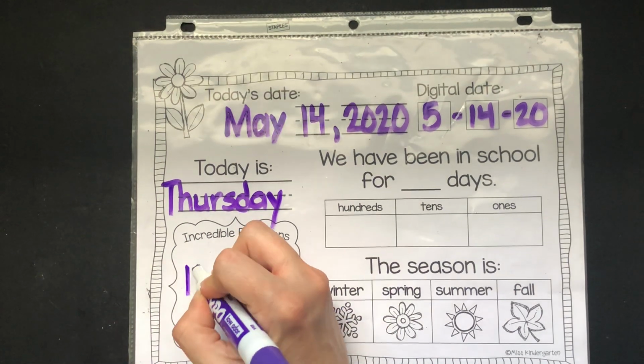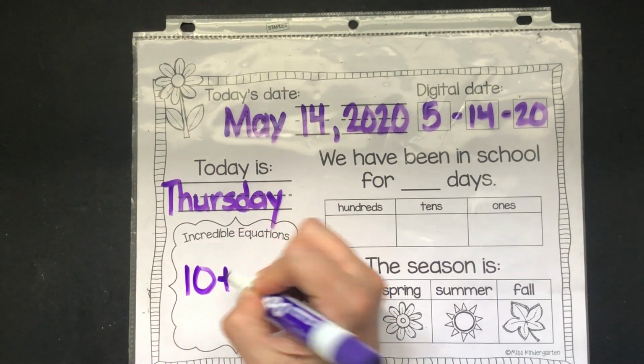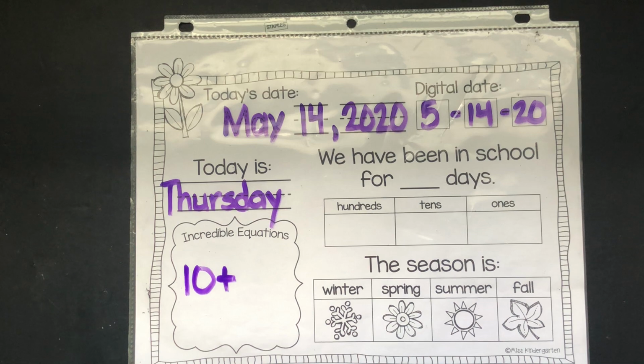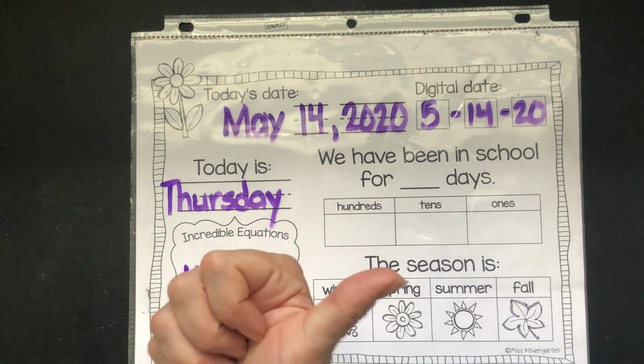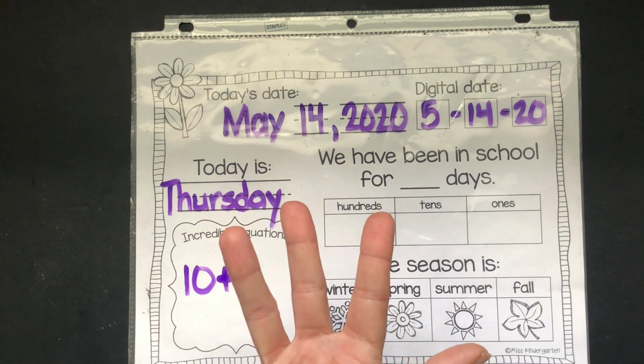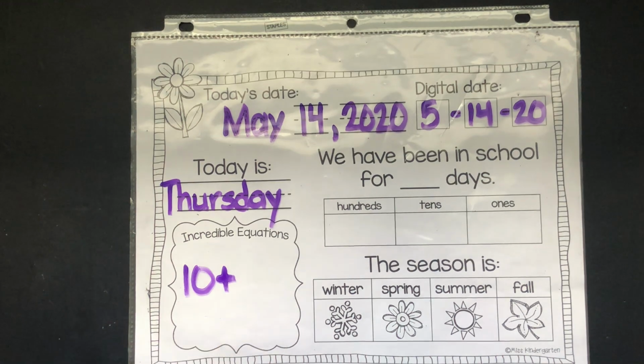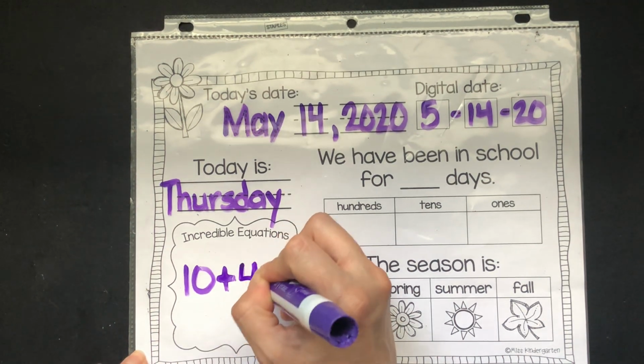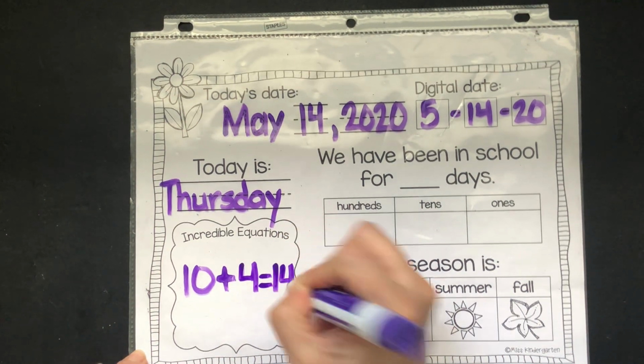So today I'm going to start with the number 10 here. Plus, we're going to say the 10 nice and loud. Ready? Put the 10 in your head. 10. And now we're going to count up. 11, 12, 13, 14. How many fingers was that? 4. So we're going to say 10 plus 4 equals 14.